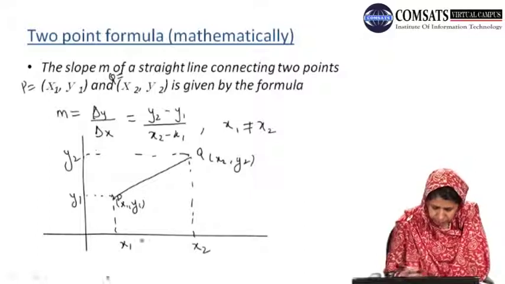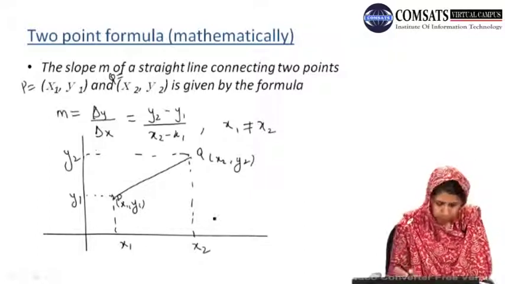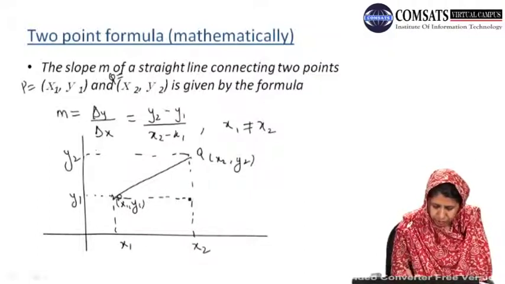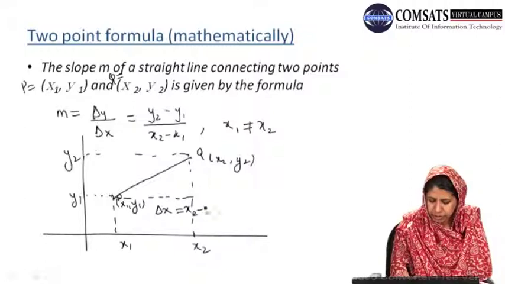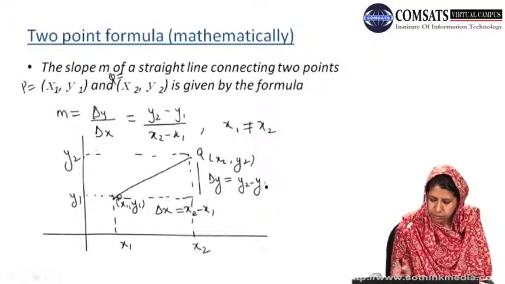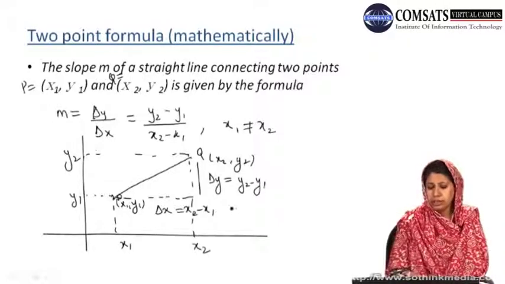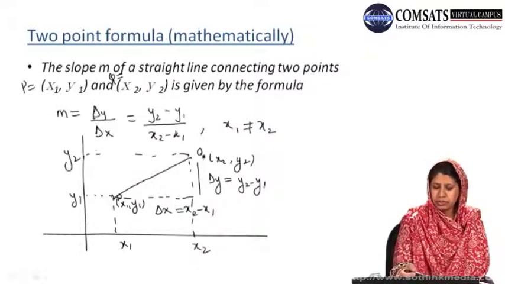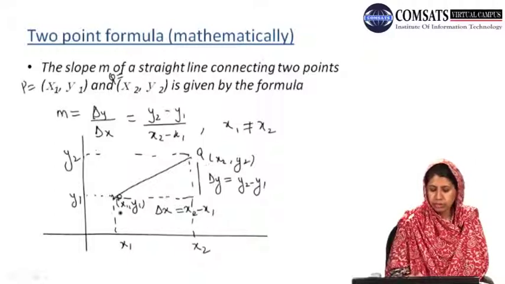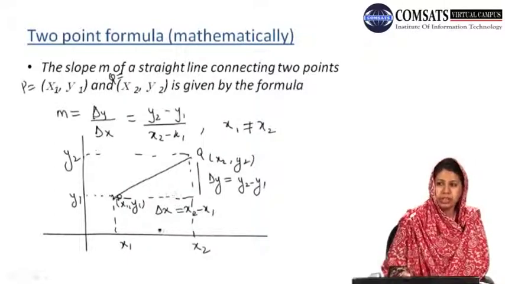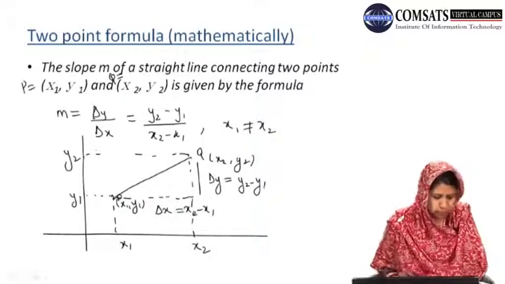So basically the slope will be given as delta y over delta x. Delta x is basically x2 minus x1, and this height is basically delta y, which is y2 minus y1. Putting these changes in our formula, we will get the slope of the line joining the two points x1, y1 and x2, y2.